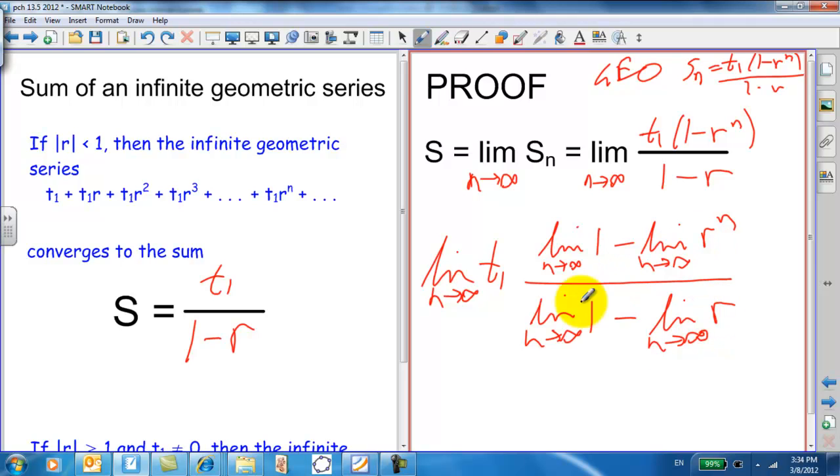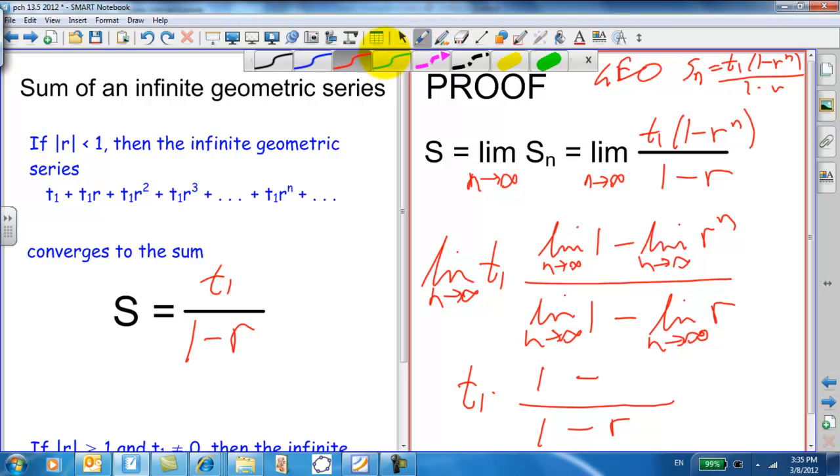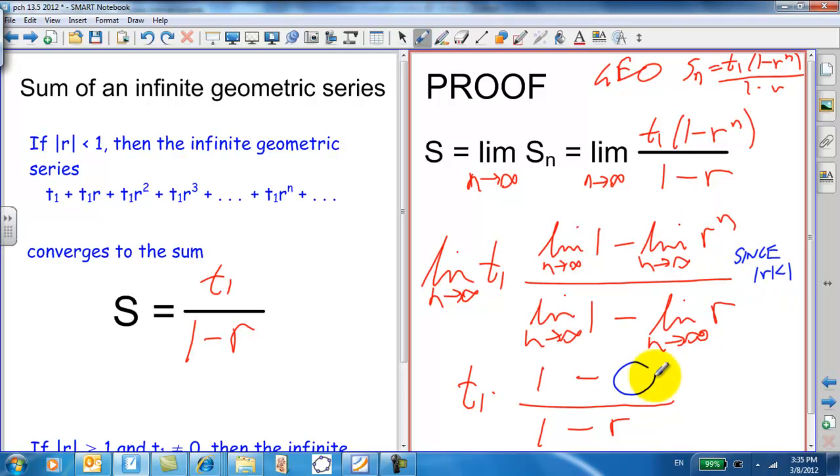Okay, now notice n is changing. So any of these things that don't have an n in them don't get affected. So it's t sub 1 times 1 minus, and down here this is 1 minus r. This is our tricky term, but since the absolute value of r is less than 1, we had that rule that this is going to approach 0. And so that's how we get our formula, t sub 1 over 1 minus r. It's a simplification of this finite sum. So it's actually easier to find the infinite sum, because for the finite sum, the partial sum, you have to get this nasty term in there.